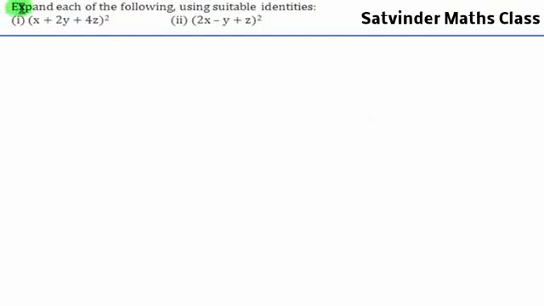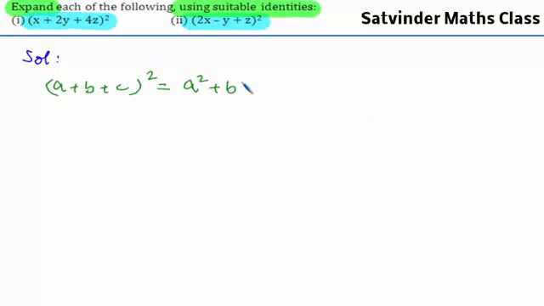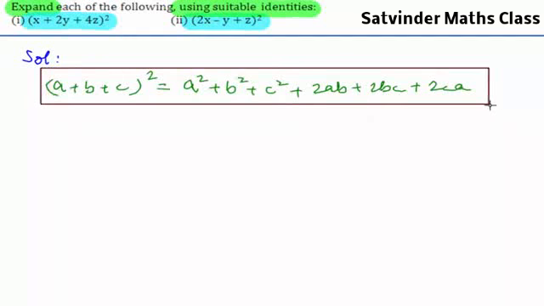In this question, you need to expand the expressions (x + 2y + 4z)² and (2x - y + z)² using suitable identities. Before expanding the given polynomials, let us recall the identity (a + b + c)² = a² + b² + c² + 2ab + 2bc + 2ca. This is an important identity that you need to remember.